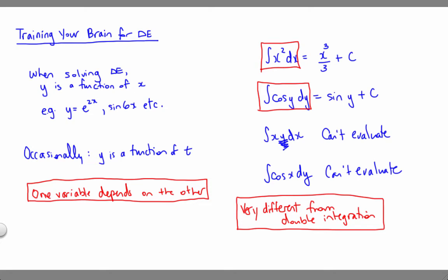So in each of these first two instances, we've got a single variable, whereas in each of the bottom instances, we've got a mixture of variables and we can't evaluate those integrals.